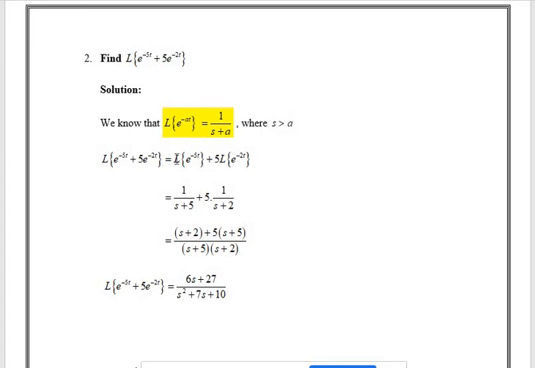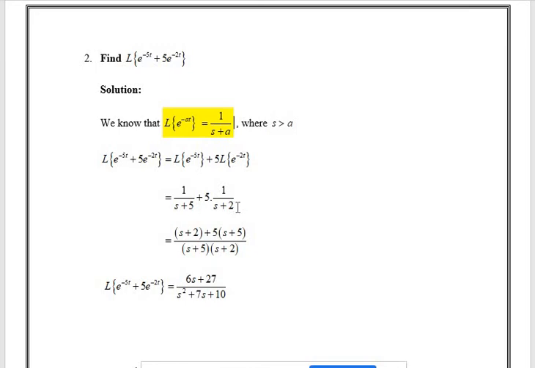Now expanding L of e power of minus 5t by using the formula L of e power of minus at is equal to 1 by s plus a, we get 1 by s plus 5 plus 5 into Laplace transformation of e power of minus 2t is 5 into 1 by s plus 2.